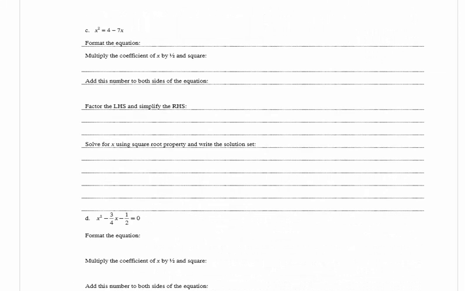In C, we have x squared is equal to 4 minus 7x. And in order to format the equation in this problem, we're going to add 7x to both sides. So we have x squared plus 7x is equal to 4. And now we're going to multiply the coefficient of x by 1/2 and square it. So we have 1/2 times 7 squared, which is equal to 7/2 squared, and that's equal to 49 over 4.